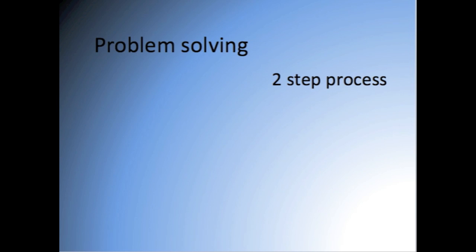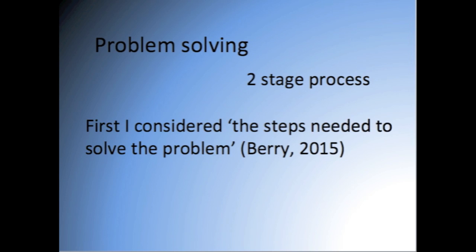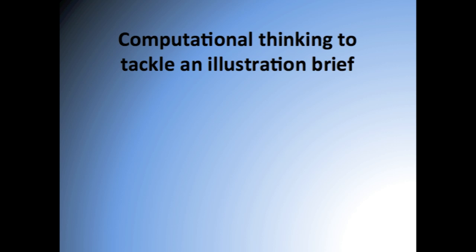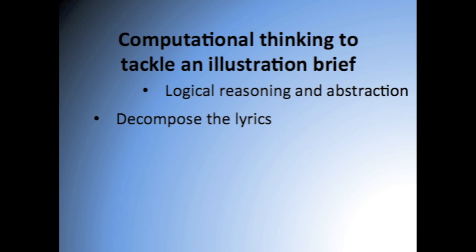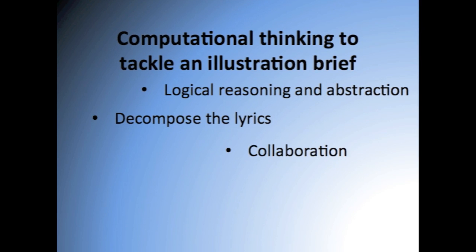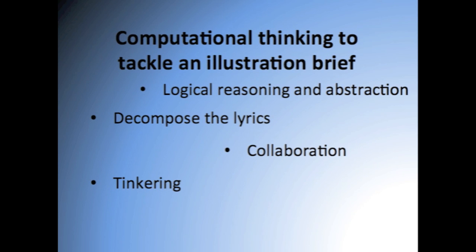Using the two-step process of computational thinking, I first considered the steps needed to solve the problem. These were carefully listening to the song and decomposing the lyrics into parts I could represent, thinking how best to represent the lyrics, which included logical reasoning and abstracting extra detail, choosing the medium I would use, collaborating with others to extend my ideas, creating, experimenting and tinkering with the images I made.